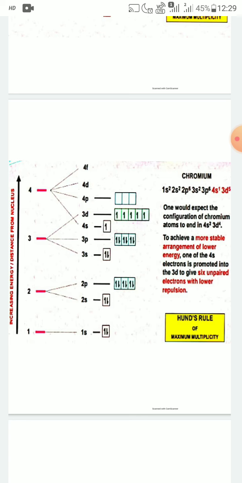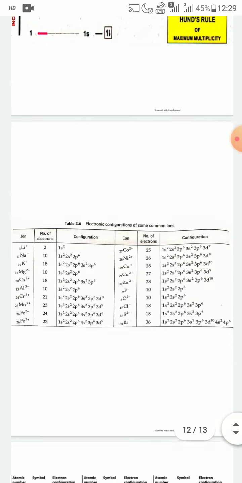Okay, so to get a more stable electronic configuration, in the case of chromium, one electron from the 4s orbital is promoted to the 3d orbitals, to give 6 unpaired electrons with lower repulsions. This is according to Hund's rule of maximum spin multiplicity. And this is also shown here.